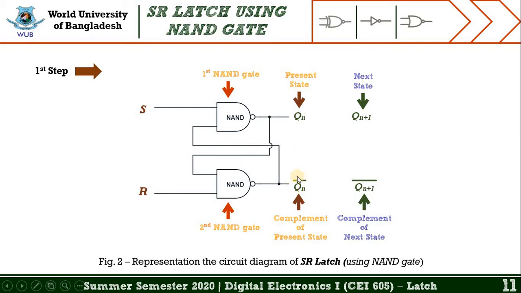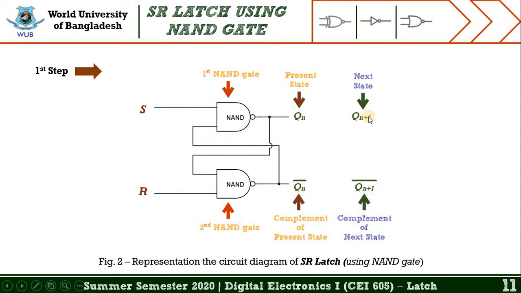And in the lower portion of the middle section, you can say the right lower portion of the middle section, you may find there is another output, which is the complement of the present state, which means not QN or QN bar.